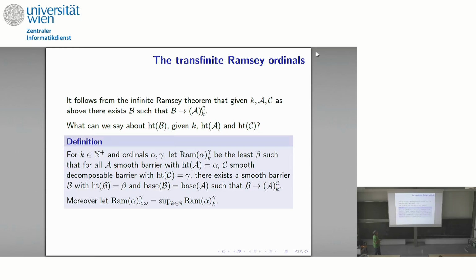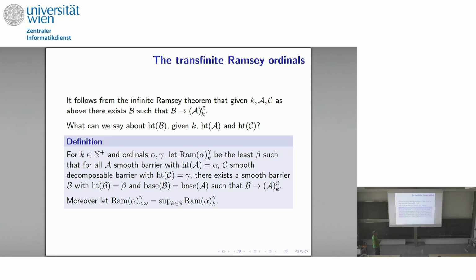I can define the Ramsey number here for alpha, gamma, kappa, K to be the least beta such that for all smooth barriers A with height alpha and all smooth decomposable barriers C with height gamma, I think here we could also add decomposable, but we don't use it, there exists a smooth barrier B with height of B equals beta and base B equals base A that works for the arrow notation. And so I can define some sort of Ramsey numbers also in this case.